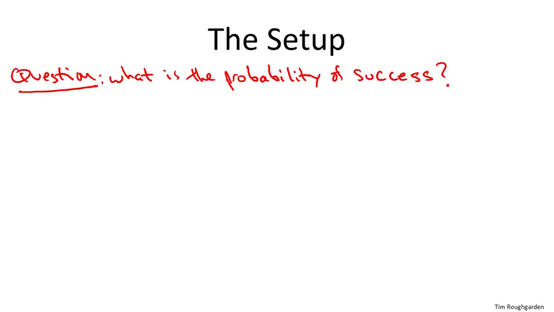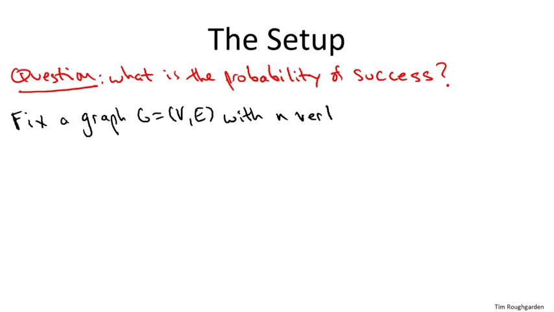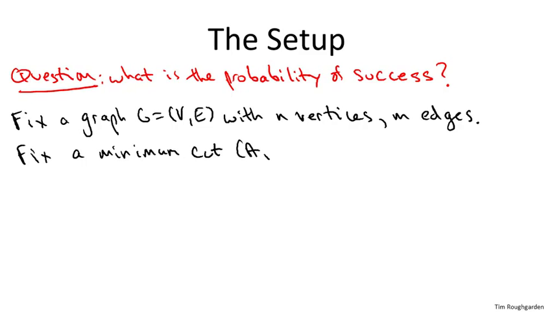So let's set up the basic notation. We're going to fix any old input graph, undirected graph. And as usual, we use n to denote the number of vertices and m to denote the number of edges. We're also going to fix a minimum cut A comma B. If a graph has only one minimum cut, then it's clear what I'm talking about here. If a graph has multiple minimum cuts, I'm actually selecting just one of them.